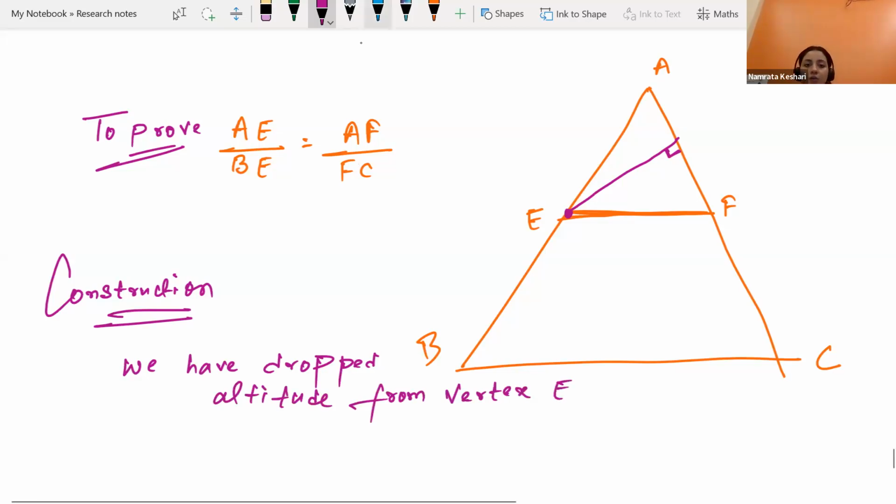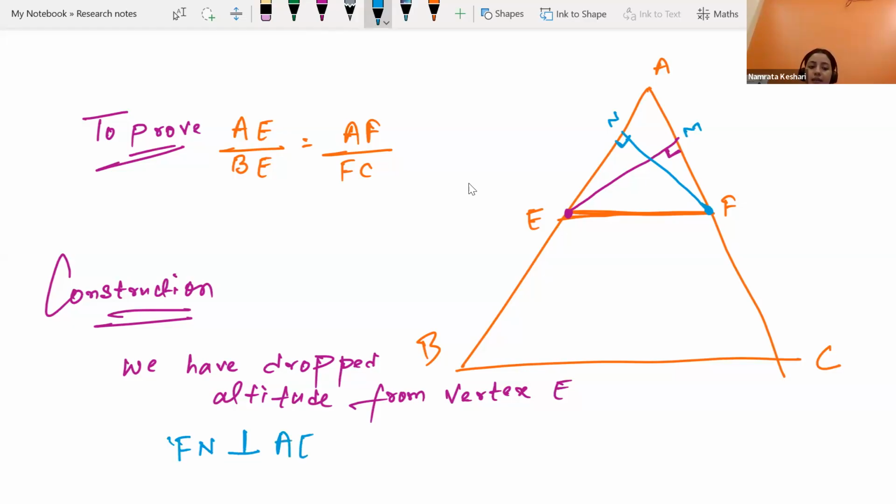Now we will be dropping one altitude again from the vertex F also. A 90-degree line we will be dropping. This 90-degree line is called an altitude. Suppose this is M. Okay, suppose this is N. So we have dropped in the same way. FN is also perpendicular to the side AE. This is also an altitude we have dropped. This construction we have done, we have also done this construction.